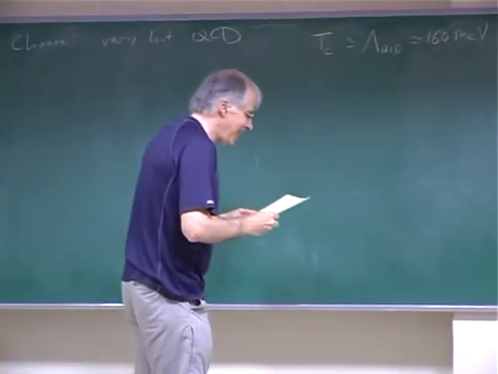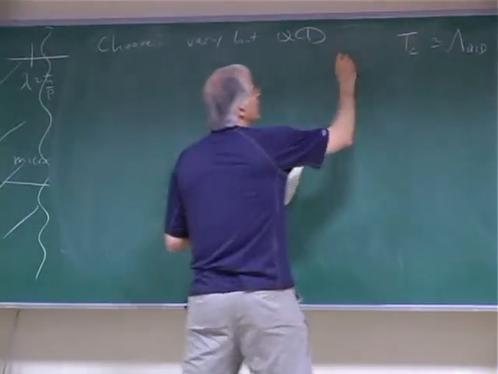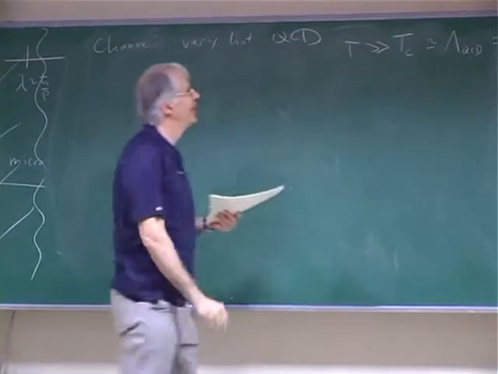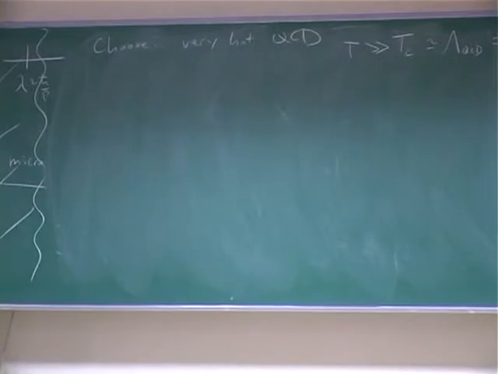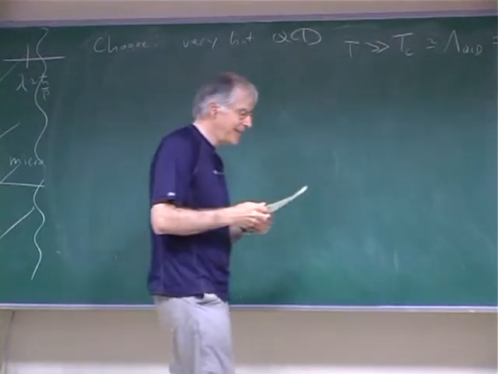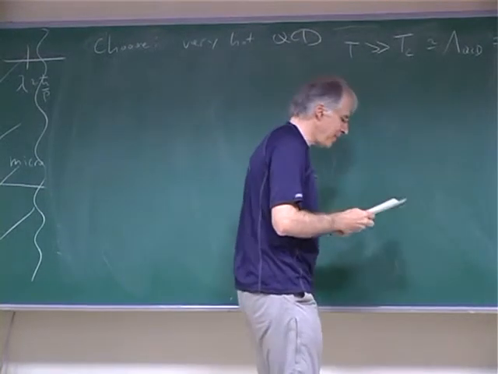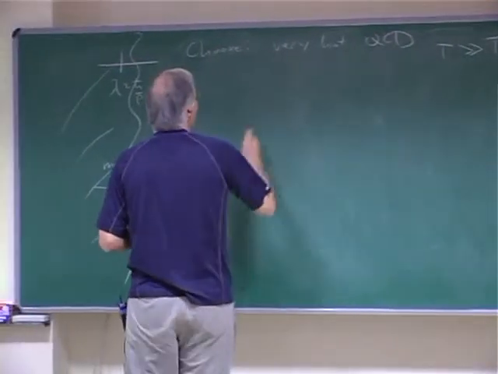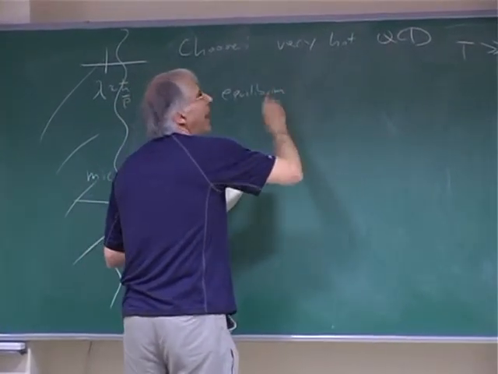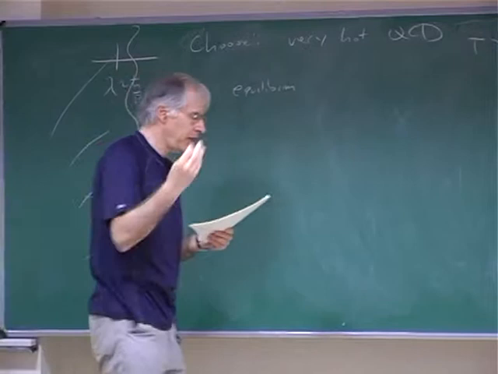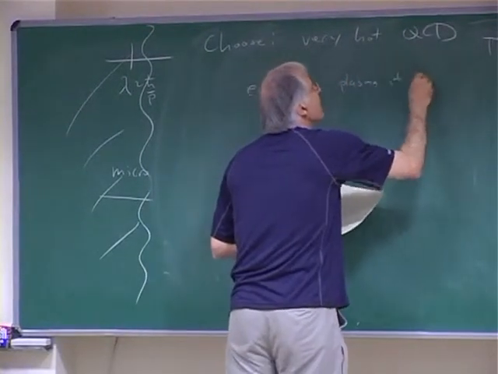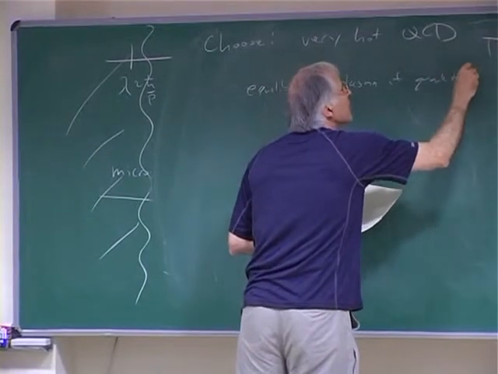Okay, so I want to assume that my temperature is large compared to this deconfining temperature. At these temperatures, as I just said, you can think of the equilibrium state as a plasma of quarks and gluons.